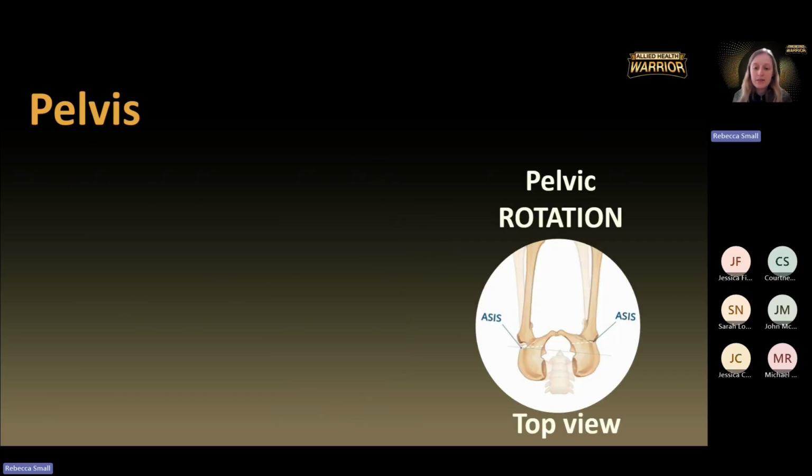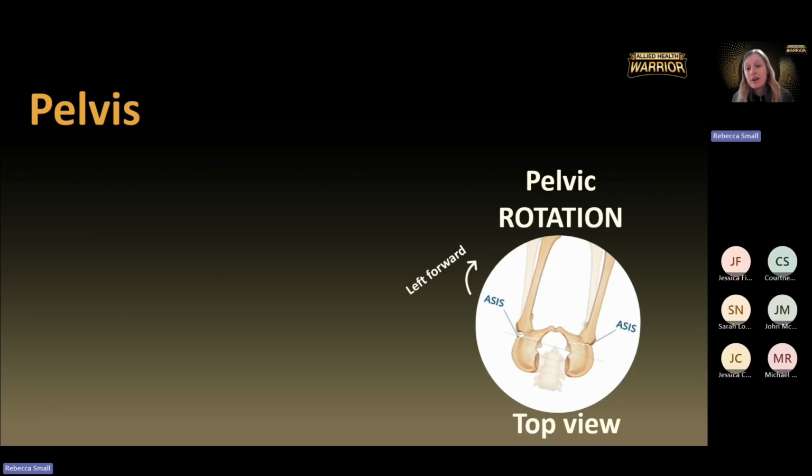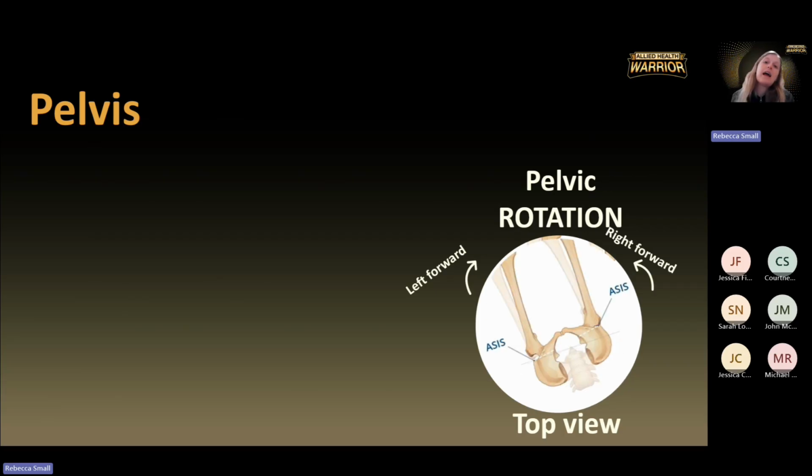Lastly, from the top view, so remember I said we're doing those 3 planes, side view, front view, top view, starting with the pelvis. So top view, we're looking at rotation. Again, you can use ASIS or PSIS as the landmark, but for this example on the diagram, you can see we've used ASIS. So the front one, if our left ASIS is rotated further forward than our right ASIS, it's a left forward rotation. If our ASIS on the right side is rotated further forward than our left ASIS, it's a right forward rotation.